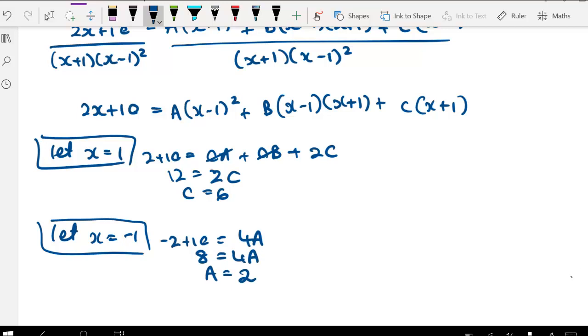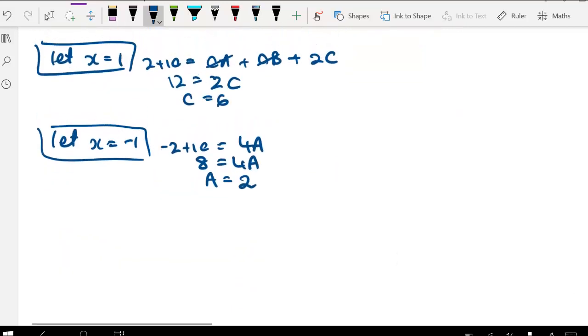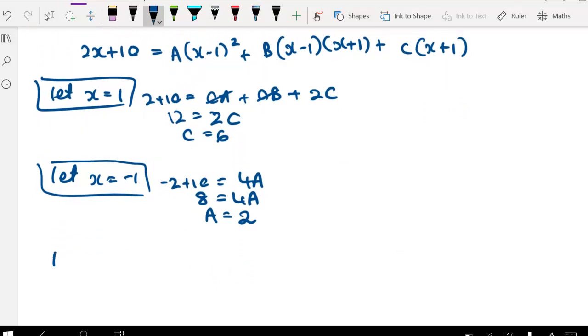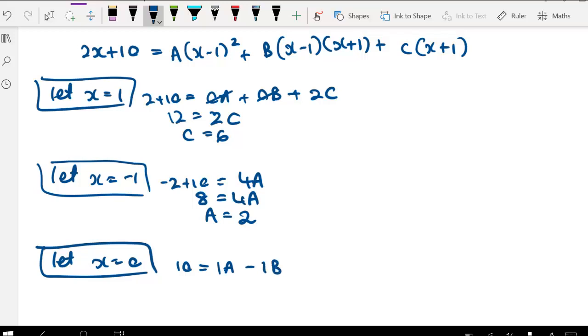Now, we've got A and we've got C, but we don't know B. In order to find B, we want to let x be something else. Now, the easy one's always 0. So if we let x equal 0, we've got 0x plus 10. And we've got negative 1 squared, which is 1A. And we've got negative 1 multiplied by 1, which is negative 1B. And then we've got C, 0 plus 1.